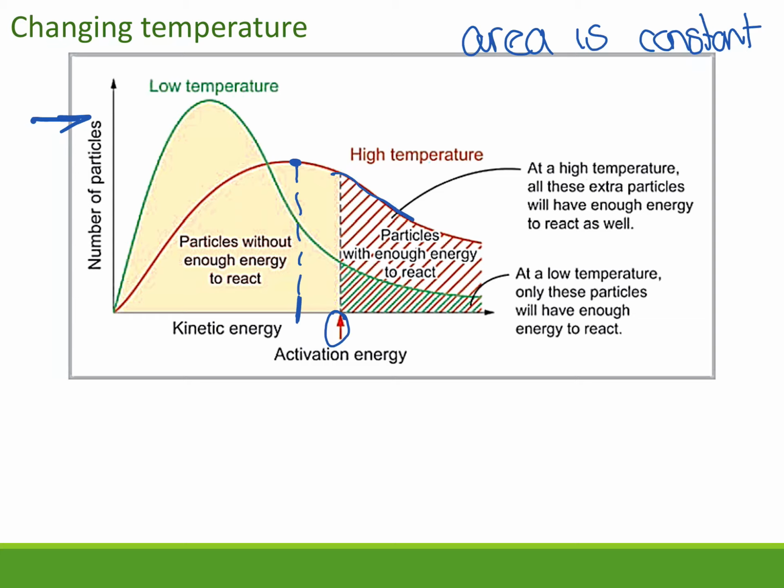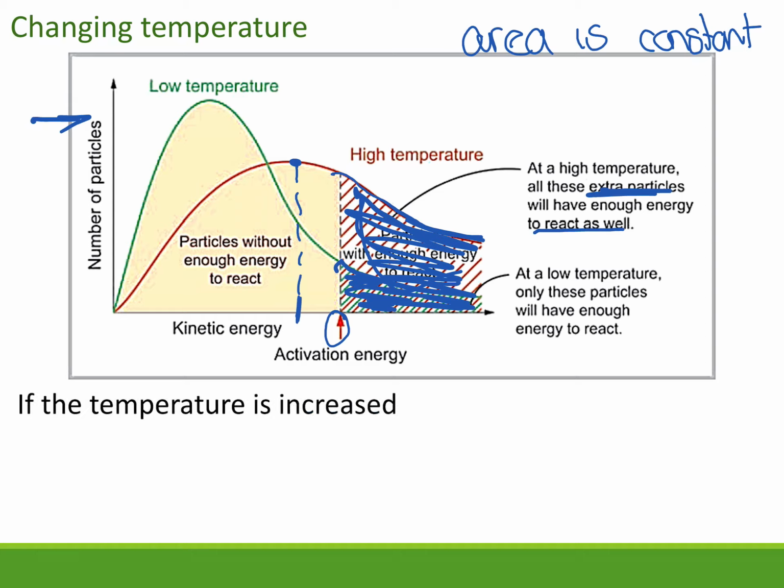But what does happen is this graph now ends higher than the last one did. So before I increased the temperature, this was only the area of particles that would collide. Now I've increased the temperature. Now all of these particles have enough energy. So now I have more particles that have sufficient energy. So I'm more likely to have an effective collision.